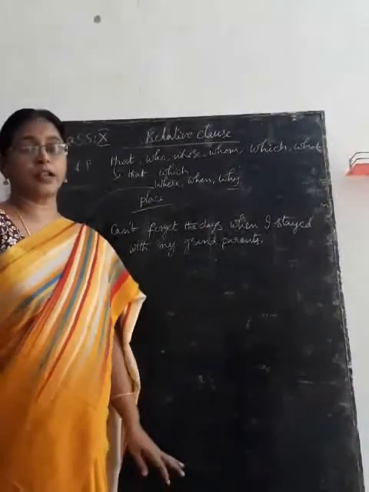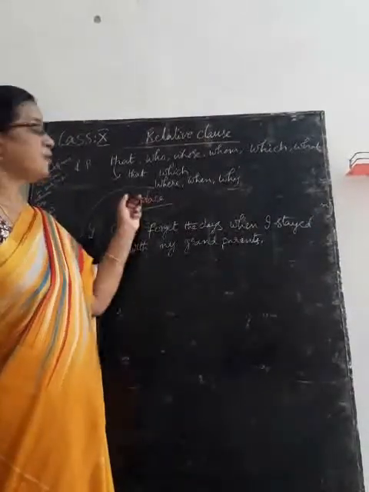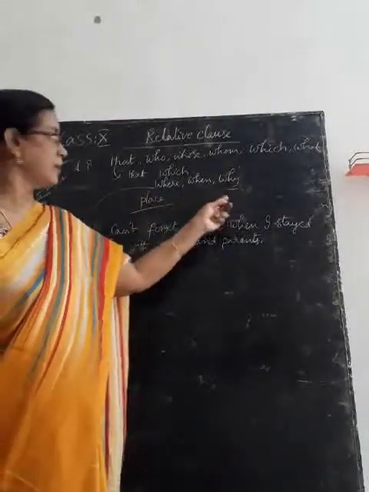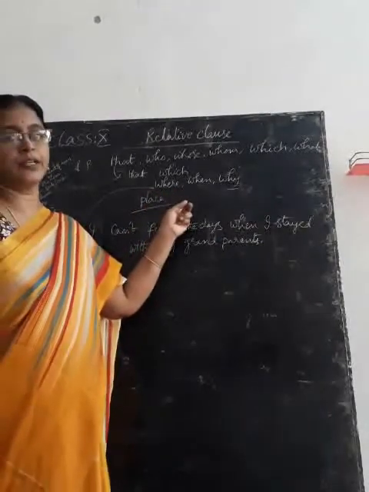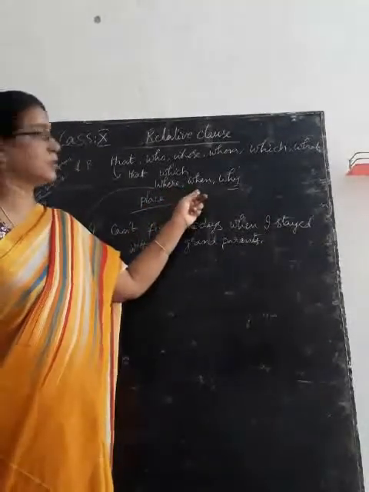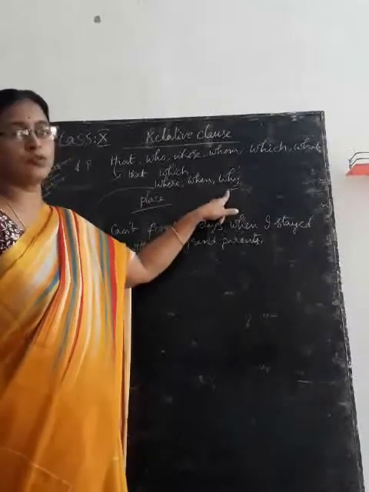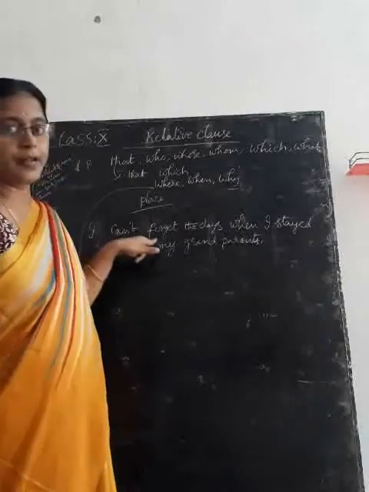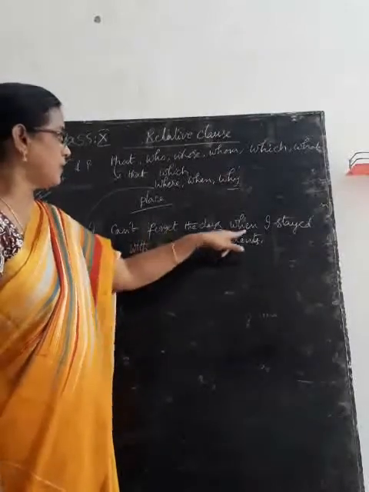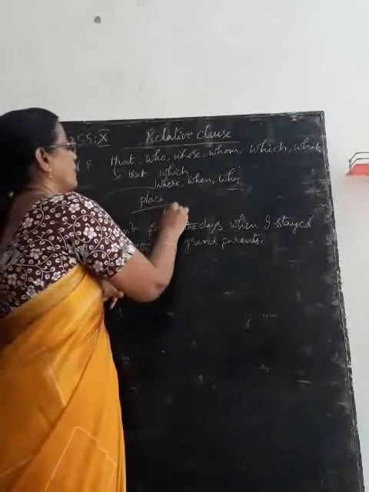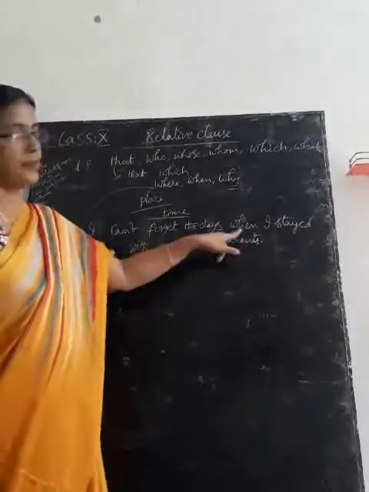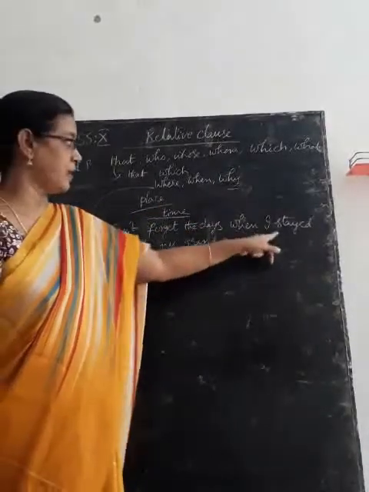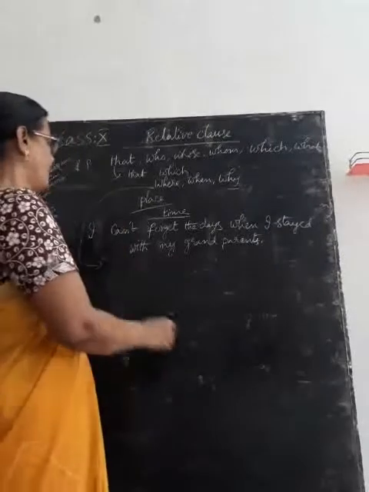Next, relative adverbs. Students, to introduce a relative clause we use relative adverbs also. What are relative adverbs? Where, when and why. Where is used to indicate place, when is used to indicate time, and why is used to indicate reason or purpose. Here I have written one example. I can't forget the days when I stayed. It indicates time, that means we have to take the relative adverb when. I can't forget the days when I stayed with my grandparents.